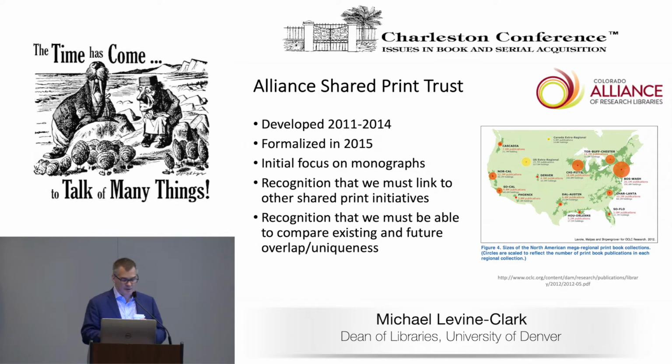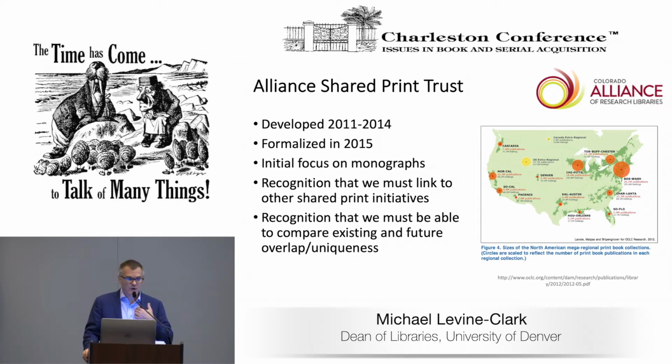The graphic up here is from an OCLC report on regional collections, and you notice that Denver is on there as a hub, and these mega regions show that within Denver there's a substantial amount of content that is unique, and that we therefore thought it made a lot of sense for us, basically at the state level, to think about shared print.